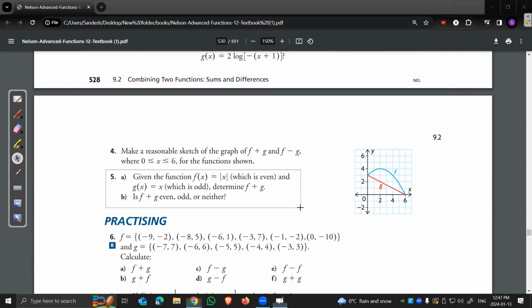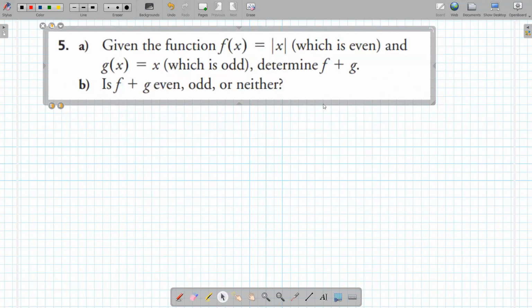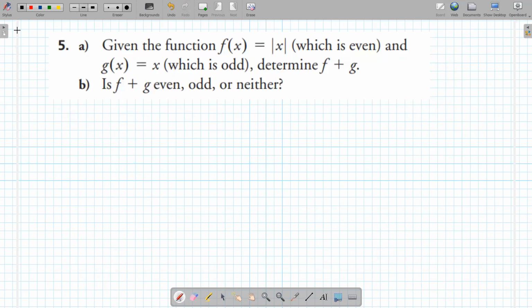Let's try this one. This looks fun. Given the function, the absolute value of x, by the way, the absolute value of x is extremely similar to x squared. They both are going to either open up or down. They both have a vertex. They both go through the origin. I think they want us to graph this one, and this one's very simple to graph.